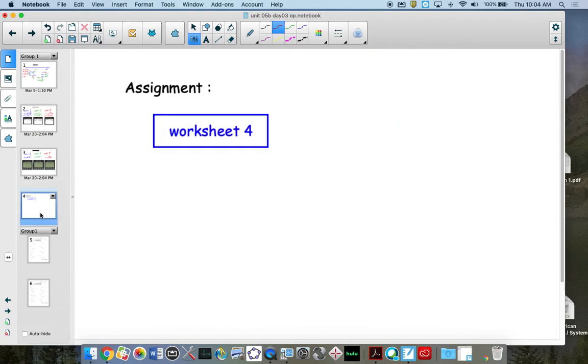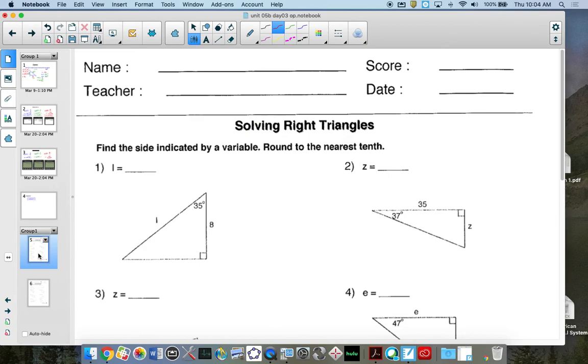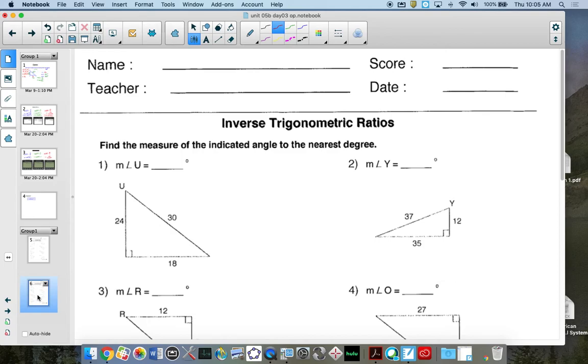Alright, so worksheet 4 is your assignment, and that is set up in Schoology, and then you can upload that once you have completed it. And just to show you what it looks like, on the first side of the worksheet you're finding a missing side, so like we did in the opener, and then in the second one you're finding the missing angle. So once again you'll have to use the inverse sine or inverse cosine or inverse tangent.